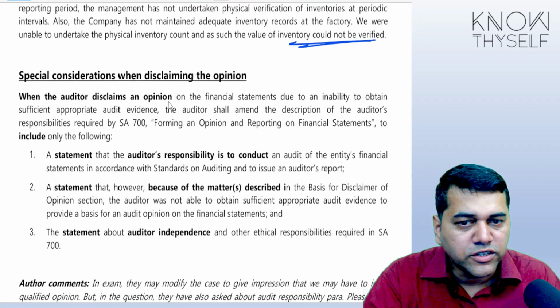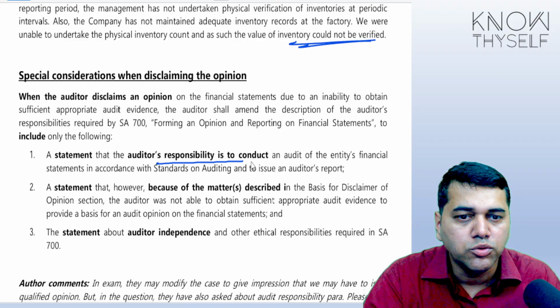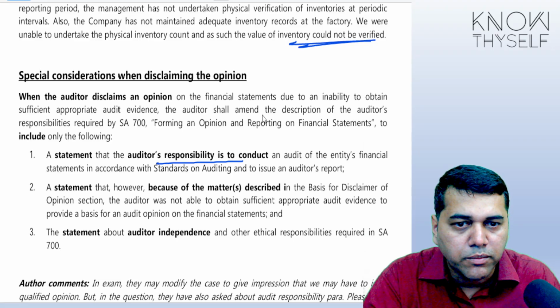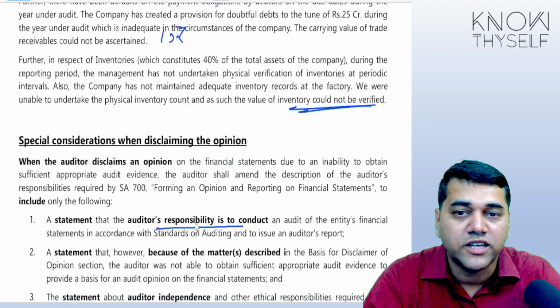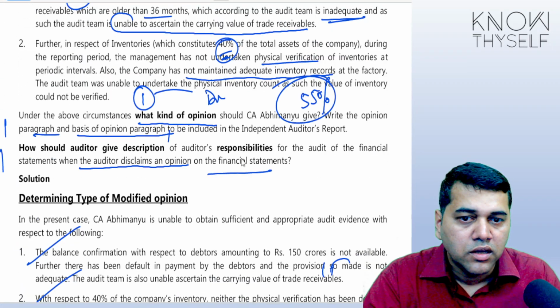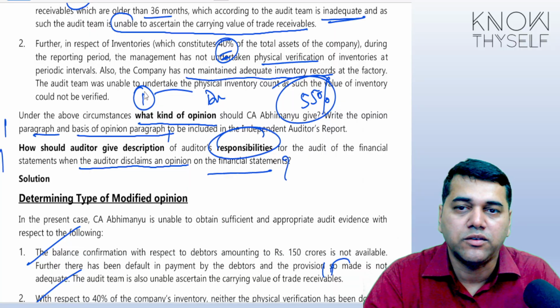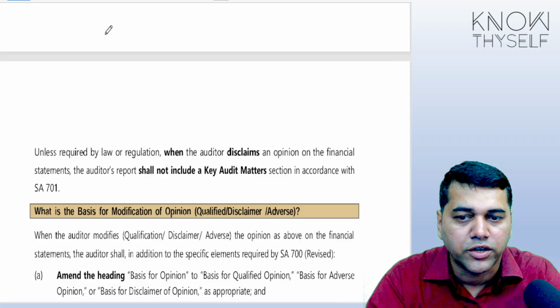When the auditor is going to disclaim an opinion, statement that auditor responsibility is to conduct the financial statement. So we have to give about the responsibility of the auditor. Okay, because the next question is on the responsibility. We are yet to come. They asked you, state the auditor's responsibility. Okay, we are yet to discuss that. The next para is about the responsibility of the auditor.